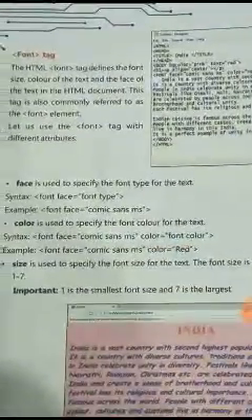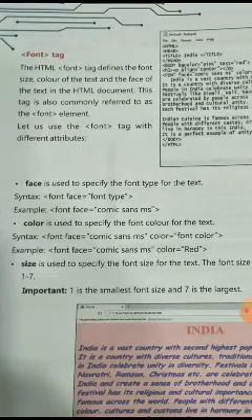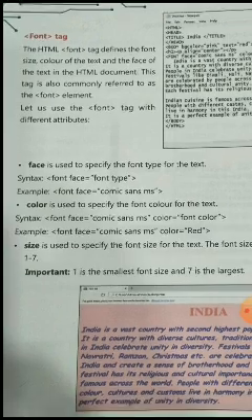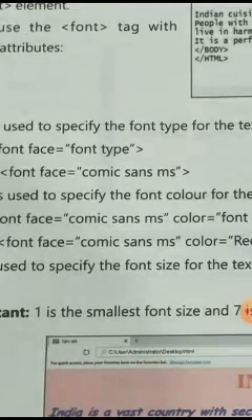Next is the font tag. The font tag defines the font size, color and face of the text in an HTML document. This tag is also commonly referred to as the font element. There are some attributes also given, like face, color, size. Face is used to specify the font type of the text. If you want to give any type, you have to give font, then face. Then here is given Comic Sans MS. This is the font name. You can use any name here, like you can use Arial or Times New Roman, any font name you can use here.